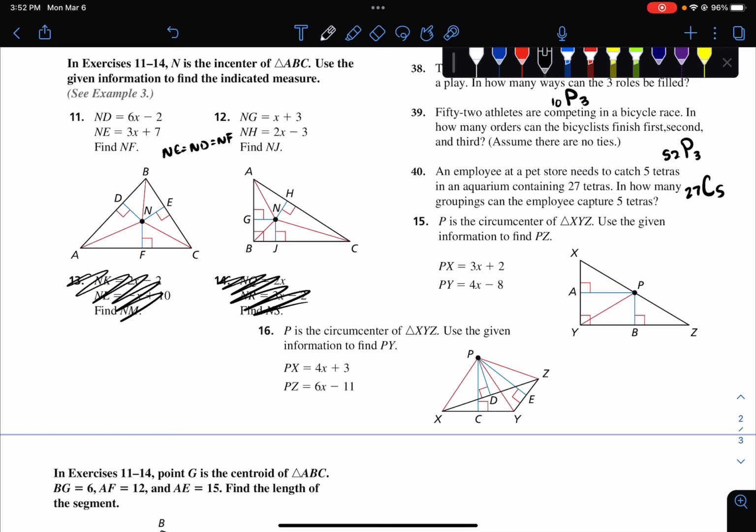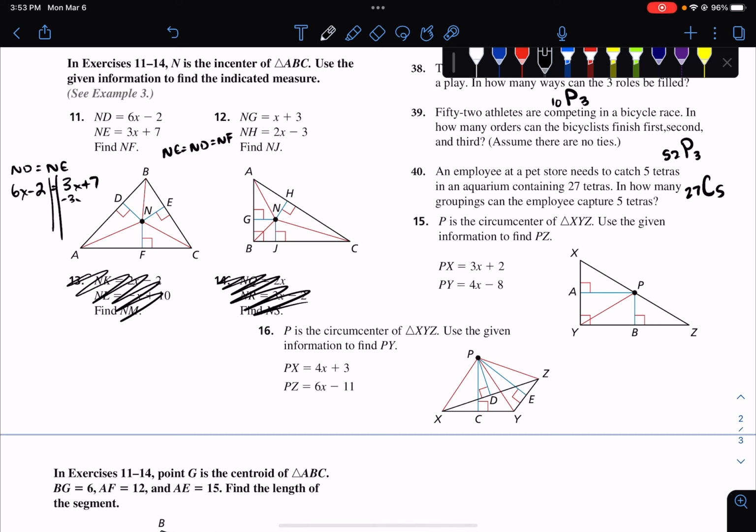So it gives me some information. It tells me what ND and NE are in terms of X. So I can use that information and this information to set up an equation. I can say that ND is equal to NE, and when I plug those in, that 6x minus 2 is equal to 3x plus 7, and then I can just do railroad tracks to figure out what x is.